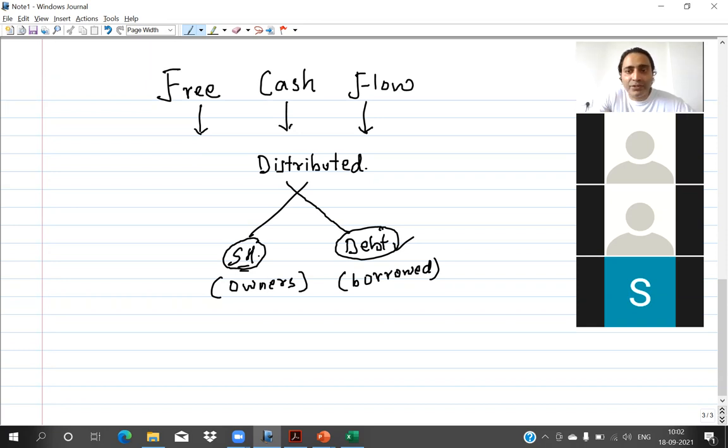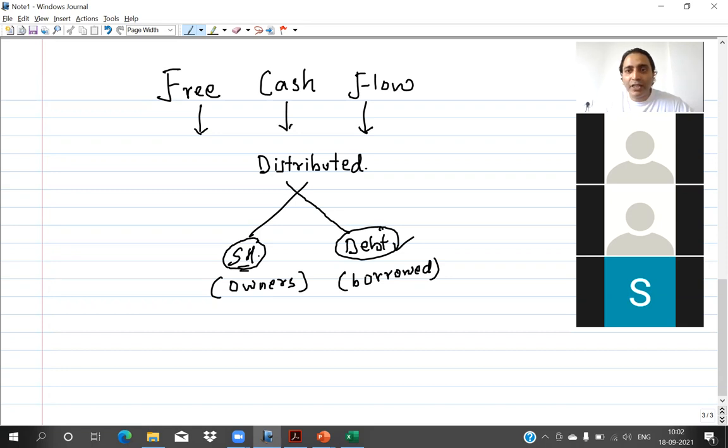So that is not a free cash. So free cash or free cash flow is that part of the cash, not profits, that part of the cash which the company can distribute away to the providers of finance.